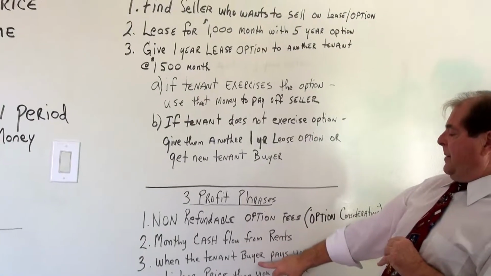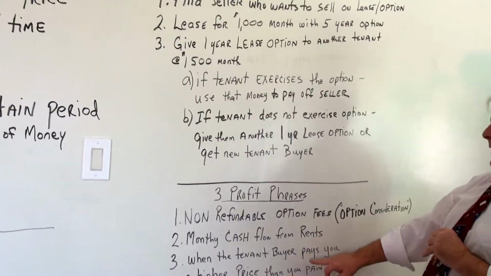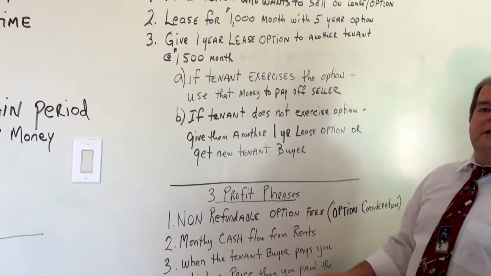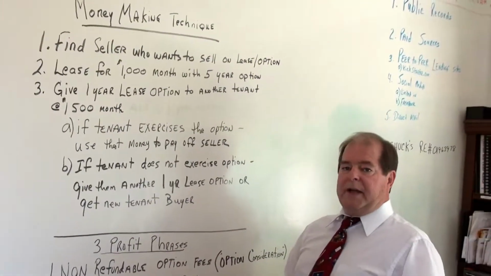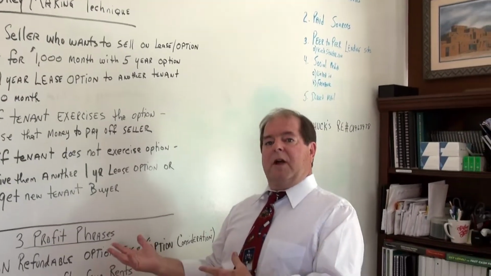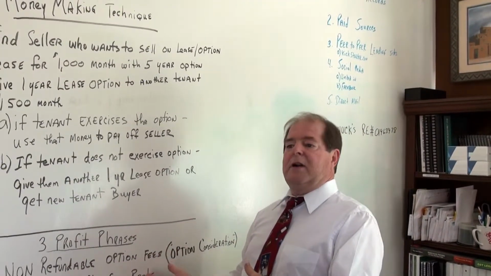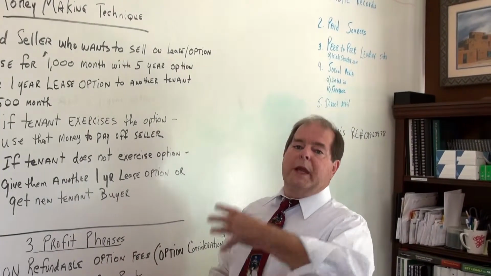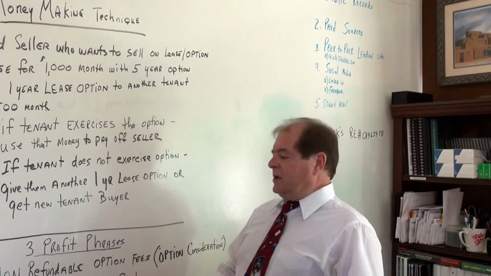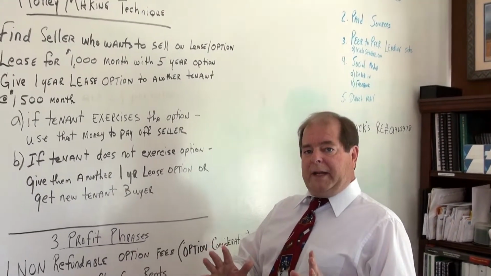Now, the third way we make money is when the tenant buyer pays us a higher price than what we paid the seller for our price. And the example I just used is we have an option for $100,000. They have an option for $120,000. They exercise their option at $120,000. They pay us. We pay the $100,000 underneath. We're left with a $20,000 profit. So as you can see, we have made money in 3 ways.